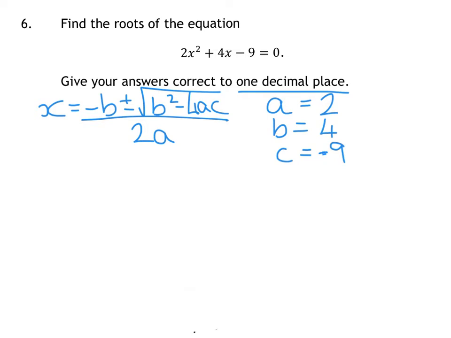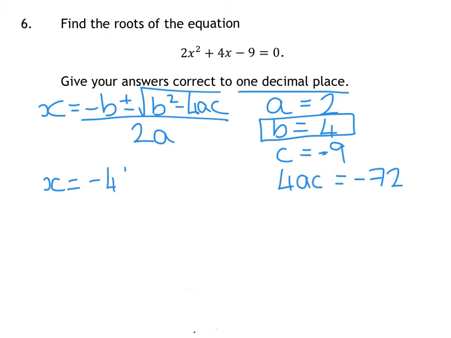And I always work out the 4AC as well, just to make my substitution a bit nicer. So 4 times 2 times -9 is -72. Right, so let's substitute in. So x equals, minus b is always the opposite of what you've put there, so it's -4 plus or minus. B squared is 4 squared, so I go straight to 16. Take away -72. And then you can see that that double negative is going to turn into a plus. If you didn't have a double negative there, you would be square rooting a negative number, which is impossible. You have messed up. And it's all over 2a.